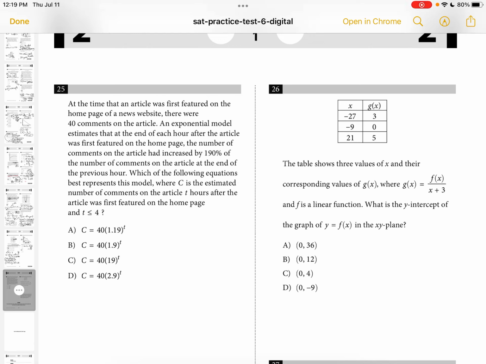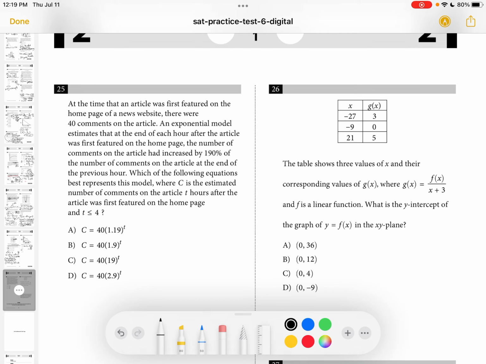Number 25. At the time that an article was first featured on the homepage of a news website, there were 40 comments on the article. An exponential model estimates that at the end of each hour after the article was first featured on the homepage, the number of comments had increased by 190% of the number of comments at the end of the previous hour. Which of the following equations best represents this model?